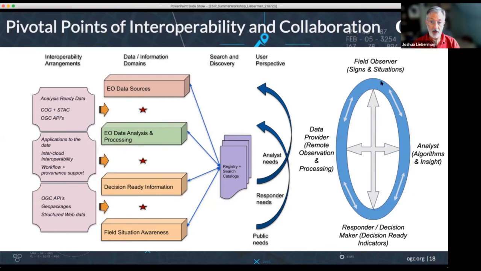And all through that to implement what we can define as a collaboration loop, where we have field responders, field observers, data providers, and analysts and processors being able to interchange. And I'll talk a little more about this in a second.